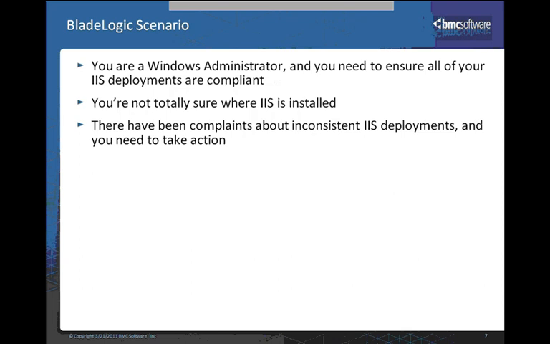So in the BladeLogic scenario, how this comes into play, say I'm a Windows administrator, and we want to make sure all of our IIS deployments are compliant. I also am not completely sure where IIS is installed on all my servers, and I know there have been some complaints about inconsistent IIS deployments. Maybe the log directories are different, or the installation directories are different, or the service types are set to manual when they really should be set to automatic, and so forth. So we need to go about and make sure our IIS deployments are compliant, but we also have to make sure we know, discover, where IIS is installed on our servers.